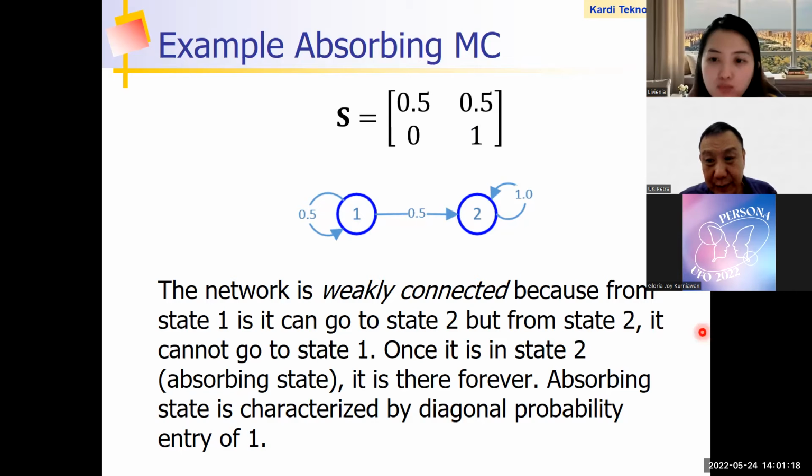State 2 is the absorbing state. Why? Because it can never go out from state 2. If it goes out, it comes back again to state 2. Once you enter here, you can enter but cannot go out. And how do you know in this matrix? You can see this probability here is 1. On the diagonal, if the probability is 1, that is always an absorbing state.